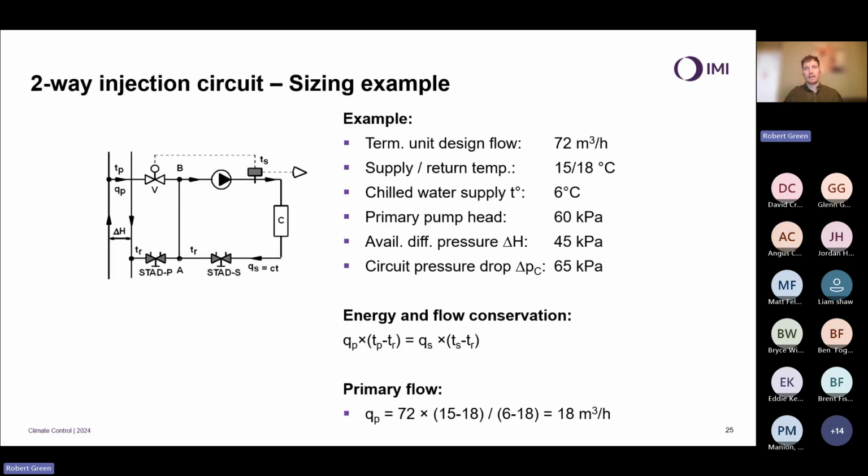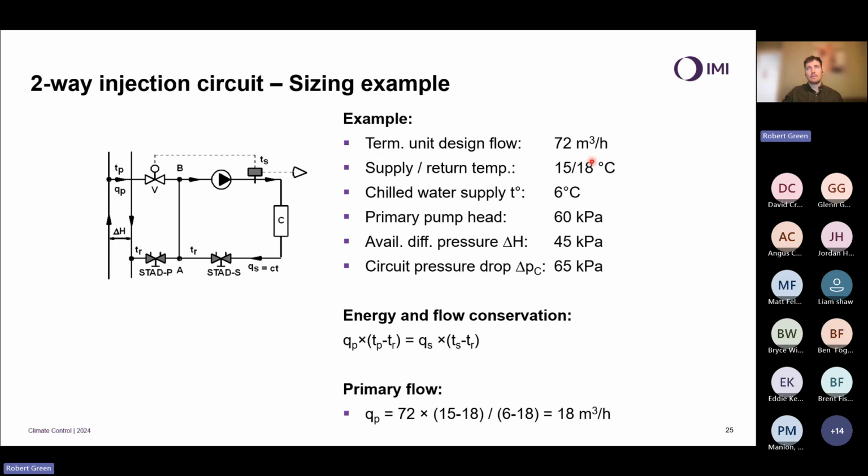So let's have a look at a sizing example now for a circuit. We've got a circuit here where we've been told the design flow. This is a cooling circuit, and the design flow to this circuit is 72 meters cubed per hour. So a pretty substantial circuit.